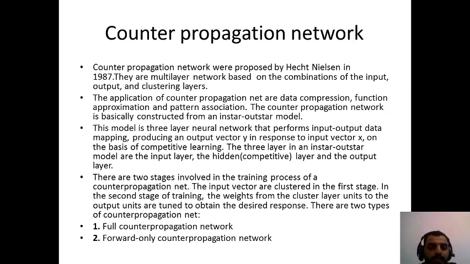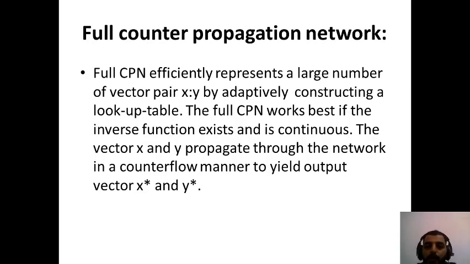Further it says there are two stages involved in the training process of a counter propagation network. The input vectors are clustered in the first stage. In the second stage of training, the weights from the cluster layer units to the output units are tuned to obtain the desired response. There are two types of counter propagation network: the full counter propagation network and the forward-only counter propagation network. Now we'll see what these types are. Now what is the full counter propagation network?